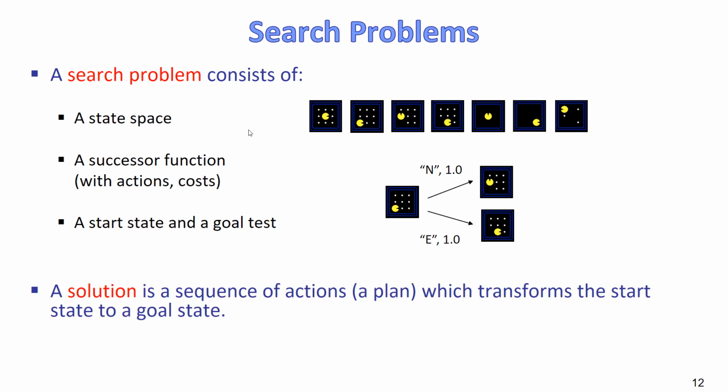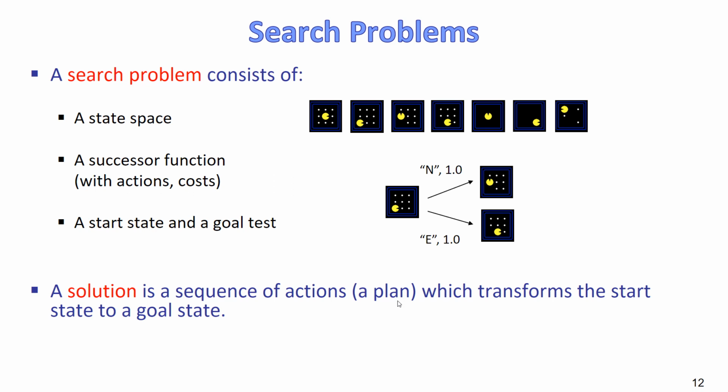And the solution in this case will be a sequence of actions. We call it also a plan. So sometimes we call the solution a plan, or a solution, same thing. It's a sequence of actions. So there are two things here. The plan is a sequence of actions. That plan, if it takes the agent from the start state to the goal state, then this is called a solution.